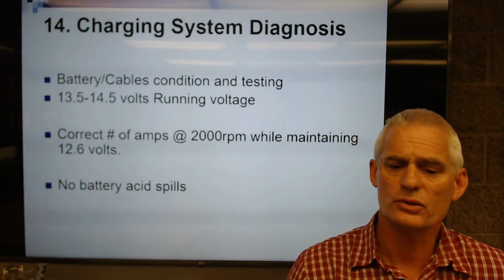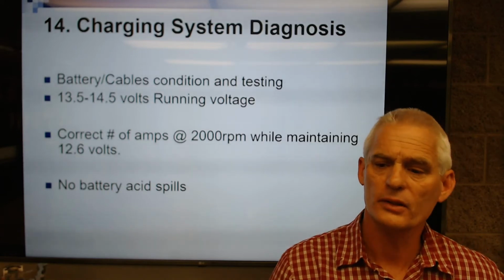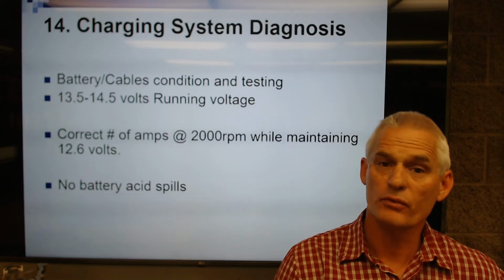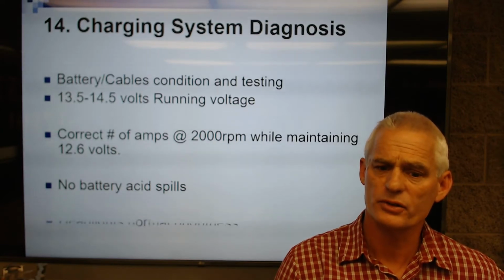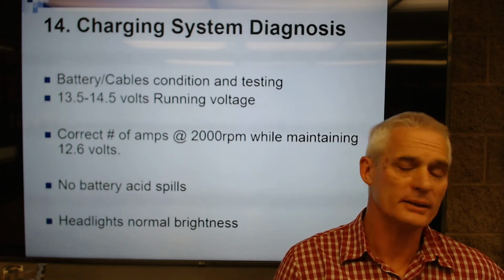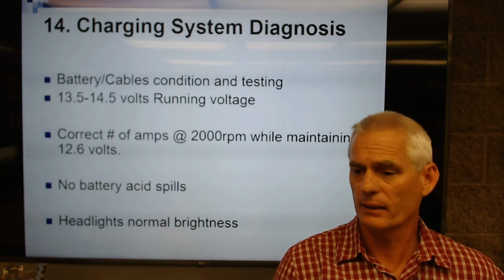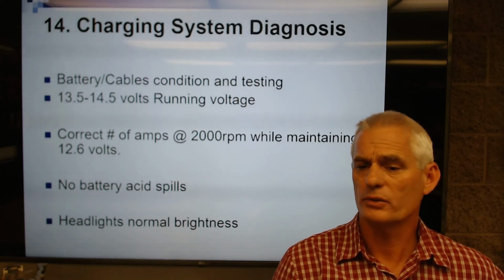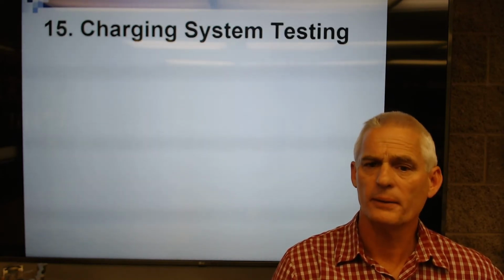We also want to make sure there are no battery acid spills, which would indicate an alternator that was overcharging because the voltage regulator was malfunctioning. We also want to note if the headlights are normal brightness. Overly bright headlights are an indicator of a voltage regulator that's overcharging the battery.